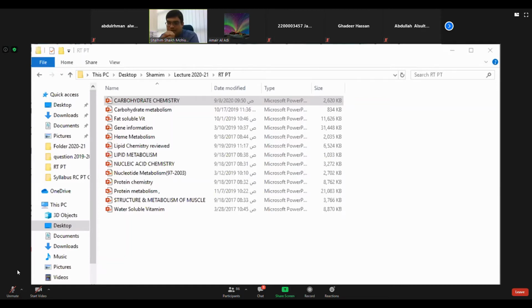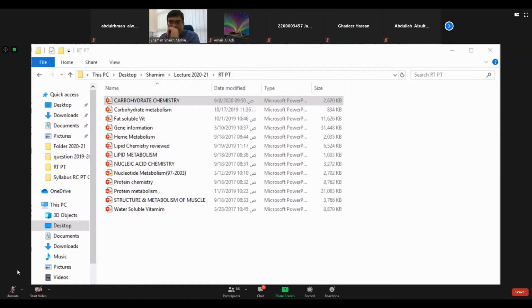Can somebody tell me the molecular formula of glucose? I think you heard it in last year's biology. C6H12O6. So what are C, H, and O? All types of carbohydrate contain only carbon, hydrogen, and oxygen, no other atom.